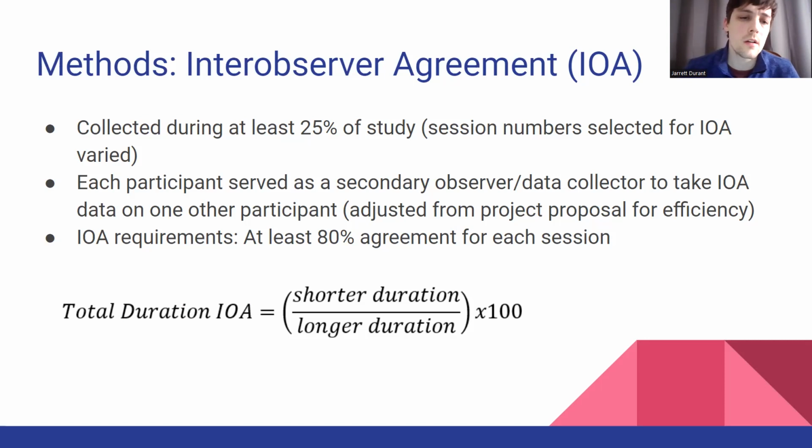And then our IOA requirements were to at least hit 80% of agreement. Our formula is right there, with the shorter duration divided by longer, then times 100, and that would get our percentage.